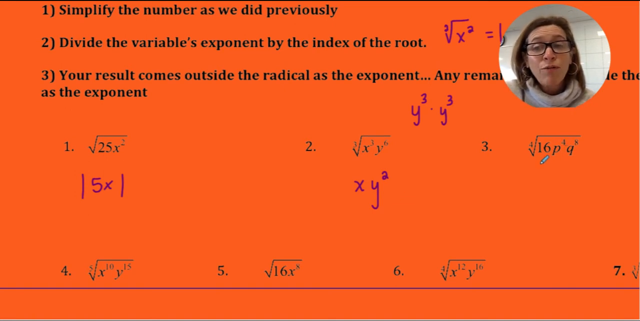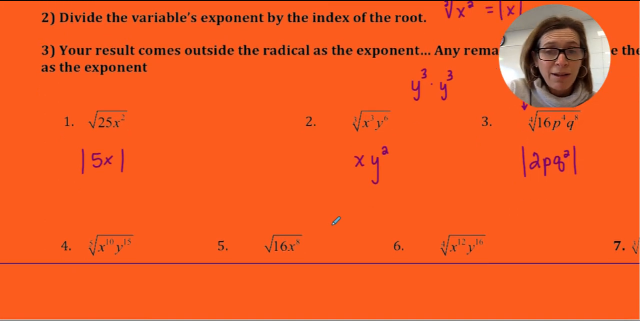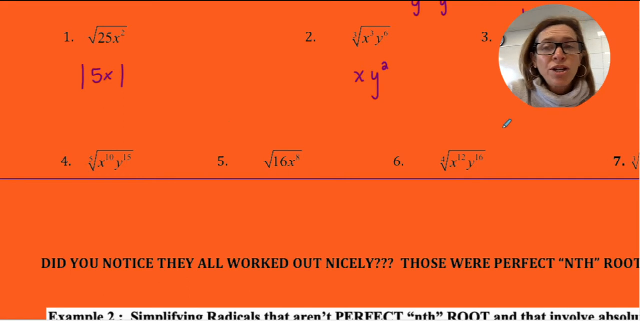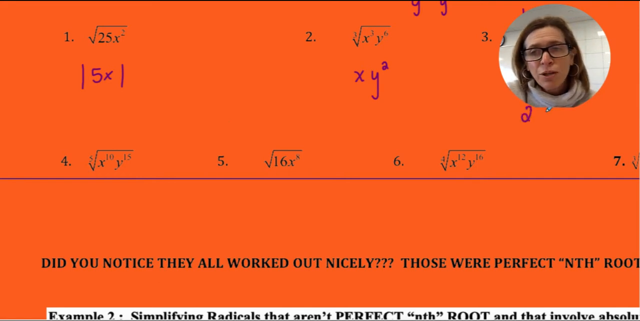Okay, so for example, 4 here is even, and these are all even, so that means I'm going to have to use absolute value. So the 4th root of 16 would be 2. The 4th root of p would be p. The 4th root of q to the 8th would be q squared. Again, absolute value. I need to make sure that they're positive. All right, 5. We already actually know 16 is, so you really could write it like this, but that doesn't matter to me.